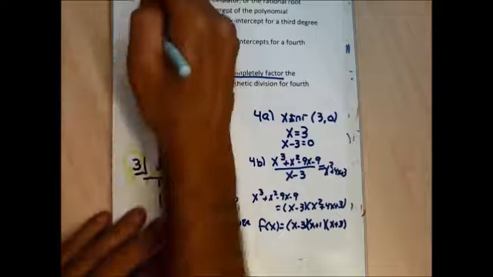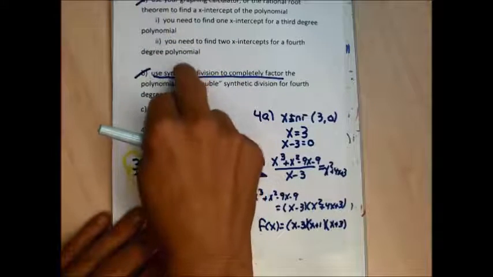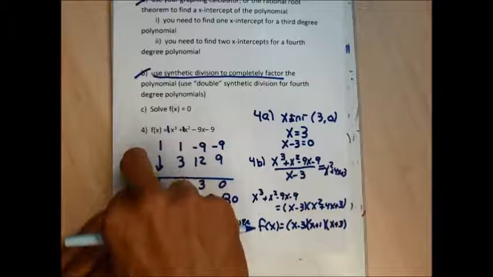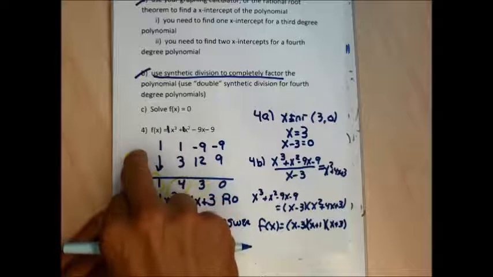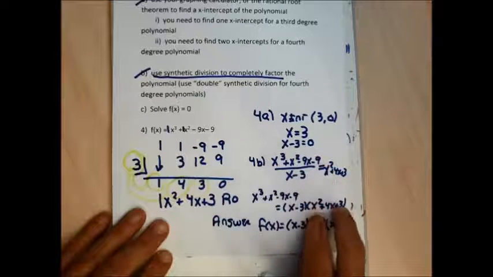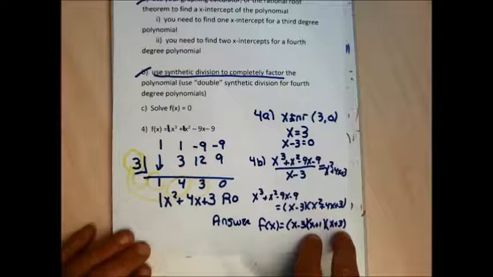So I'm done with part A. I found an x-intercept. Part B, I used my x-intercept to create a division problem. I solved that division problem using synthetic division. Because I got a remainder of 0, the denominator times the answer equals the numerator, which gave me a partial factoring of the polynomial. I completely factored it and finished the problem up.